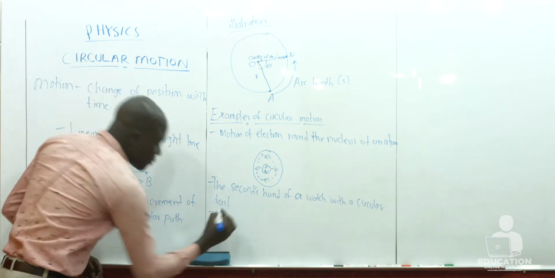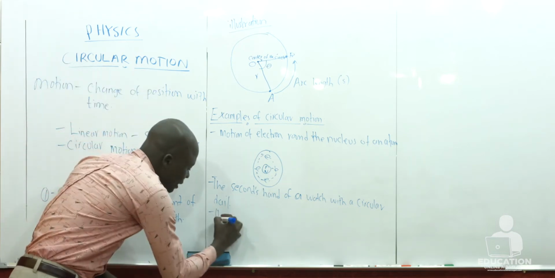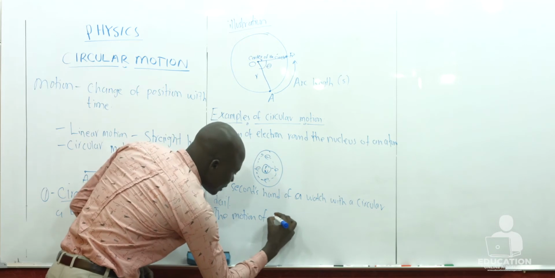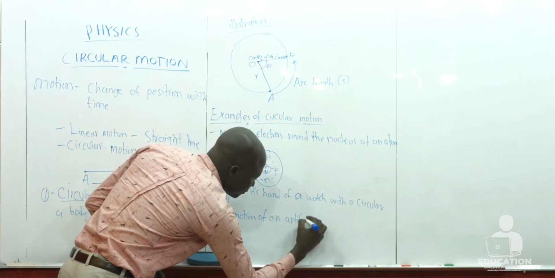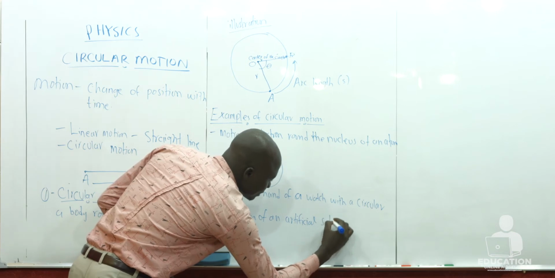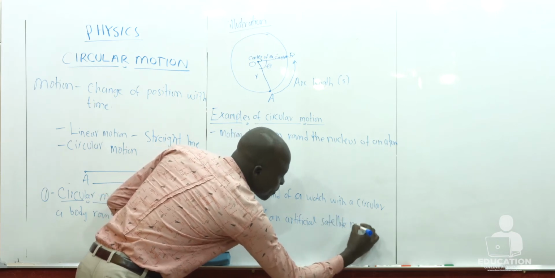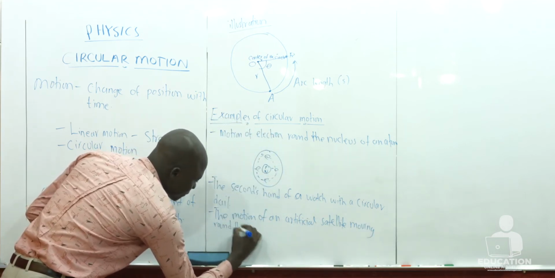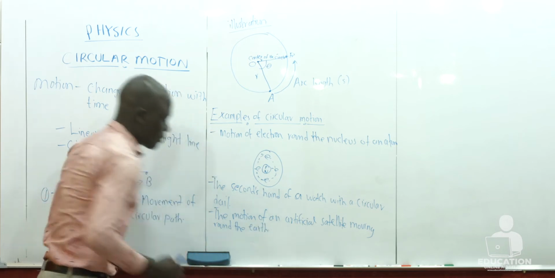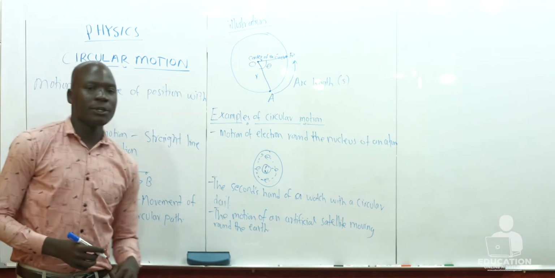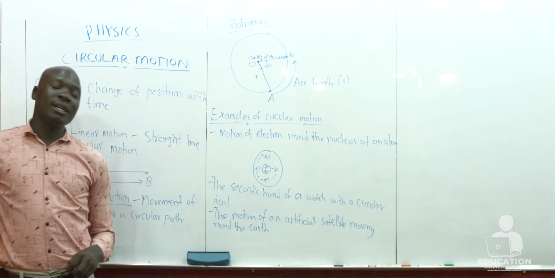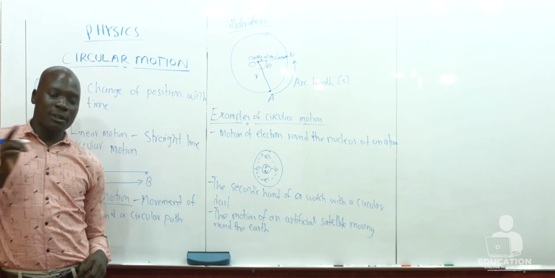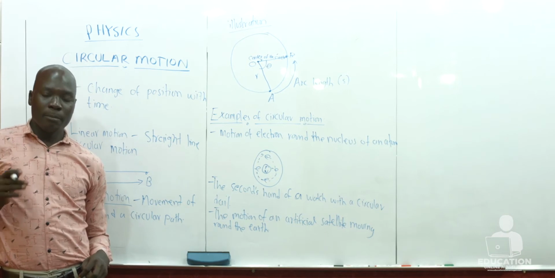Then the next example of circular motion that we have is the motion of an artificial satellite moving around the earth. So when a satellite is projected to move around the earth, it is going to orbit the earth, meaning it is going to move in a circular form. When it moves in a circular form, that is already a circular motion.